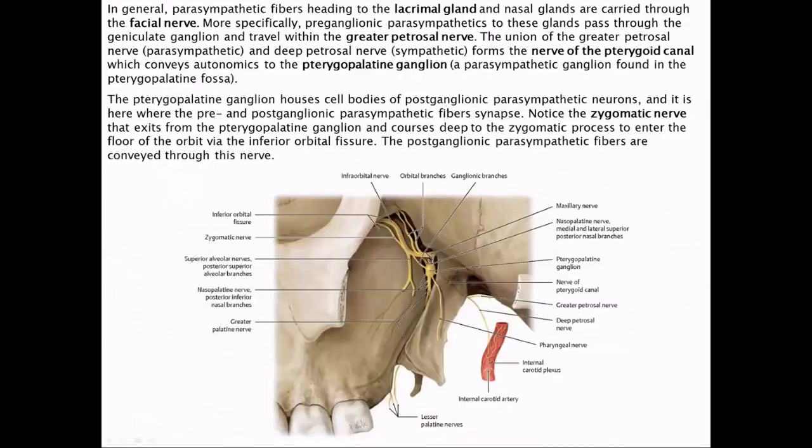This image depicts the greater and deep petrosal nerves forming the nerve of the pterygoid canal. Vidian's nerve enters the posterior side of the pterygopalatine ganglion that lives within the pterygopalatine fossa. Within this ganglion, the pre- and postganglionic parasympathetic fibers synapse, and postganglionic parasympathetic fibers are then sent out of the ganglion through the zygomatic nerve, of which a communicating branch courses superiorly to enter the orbit via the inferior orbital fissure.